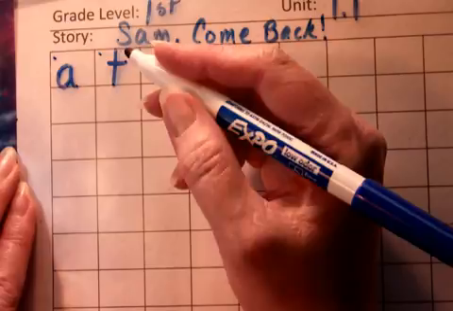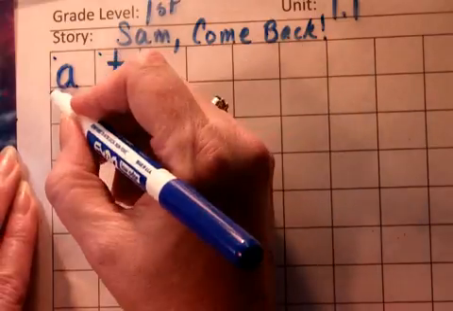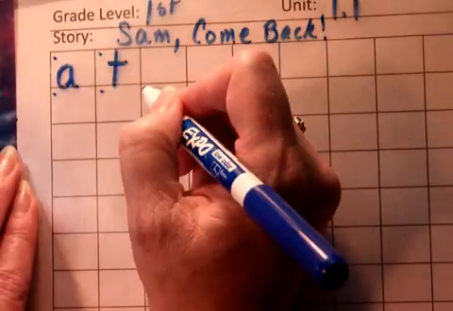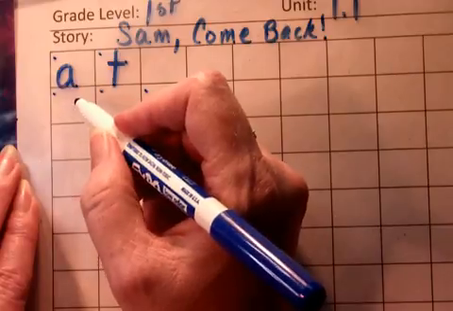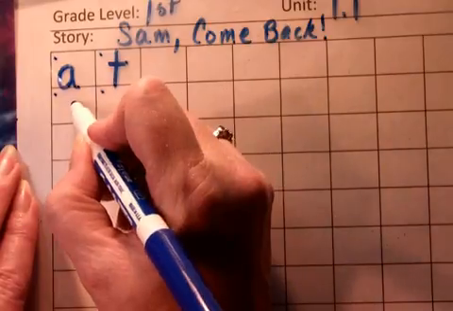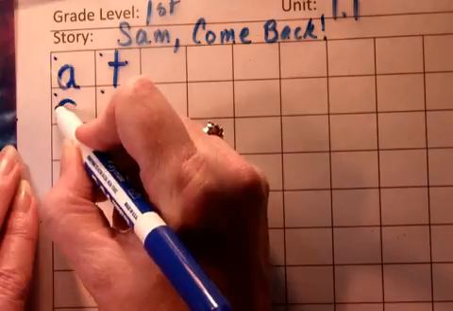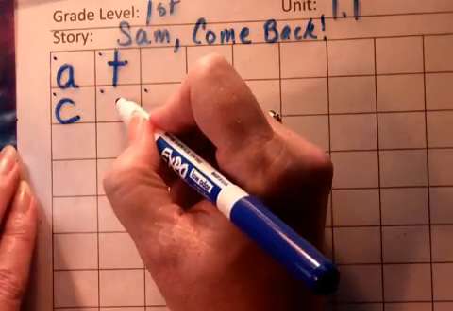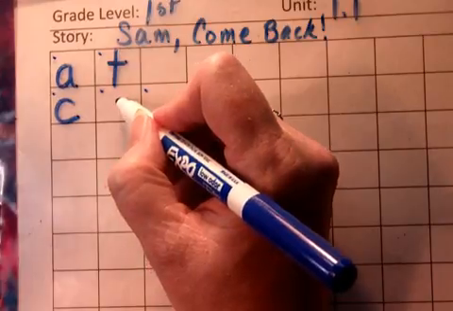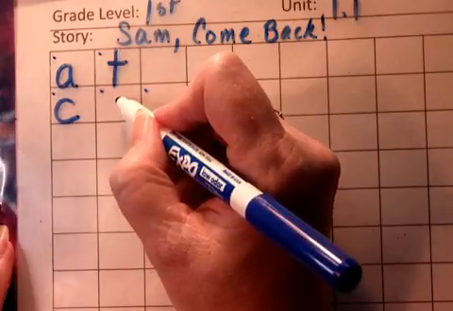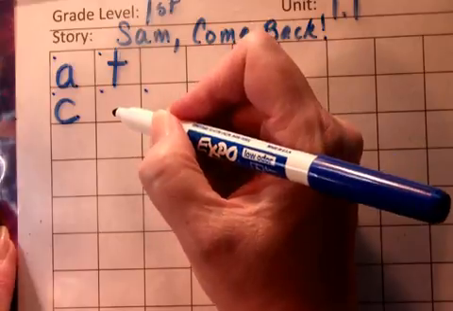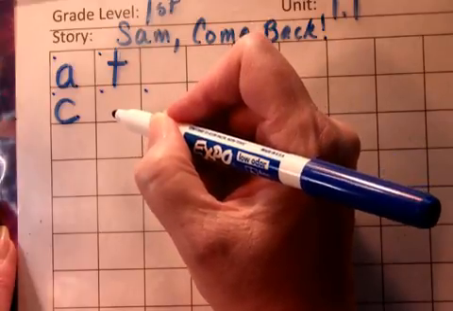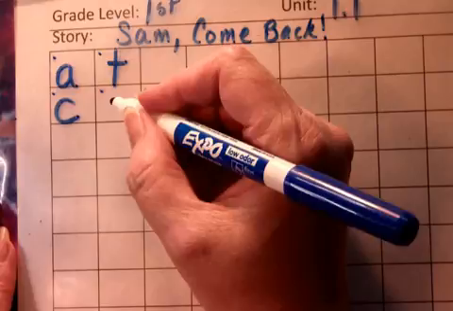The next word is cat. K, a, t. The first sound is k. The C, we start here and we go to the left. A is the A. I'm going to also be talking about some handwriting strategies, Handwriting Without Tears specifically.